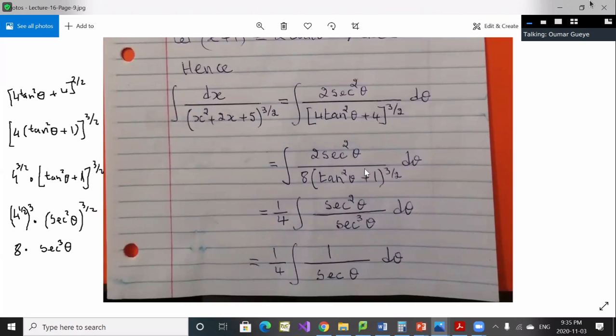Okay, so you can see here how the 8 was obtained is what I explained here, because it is just root of 4 to the power 3. That's why we got 8. And the bracket tan square plus 1 to the power 3 by 2 becomes a secant cube, because tan square plus 1 is just secant square. But secant square to the power 3 by 2 is just secant to the power 6 by 2, which is equal to 3.